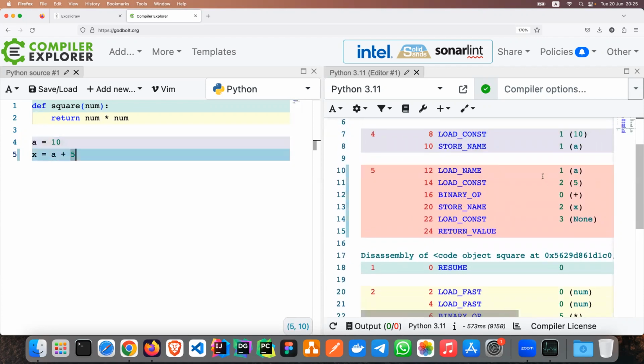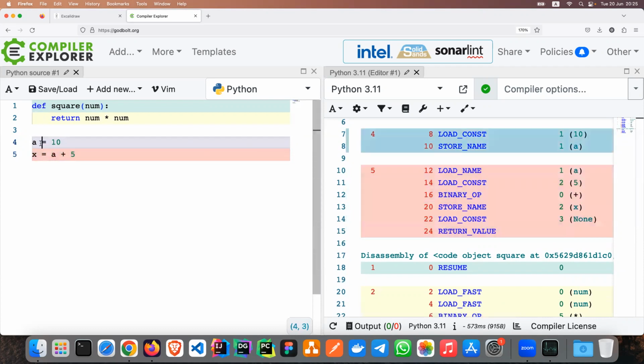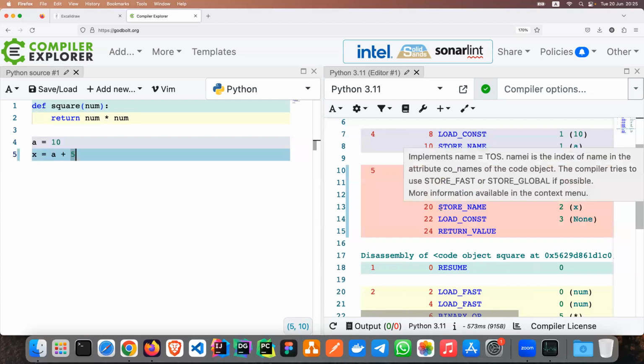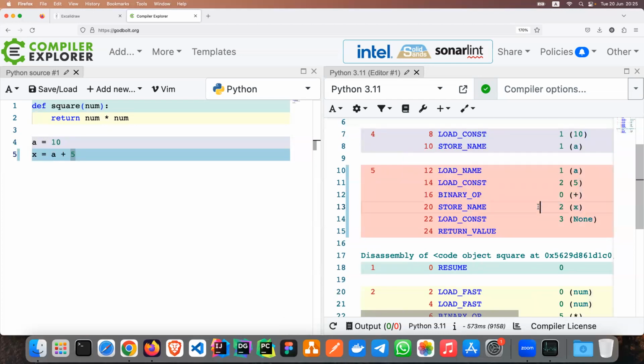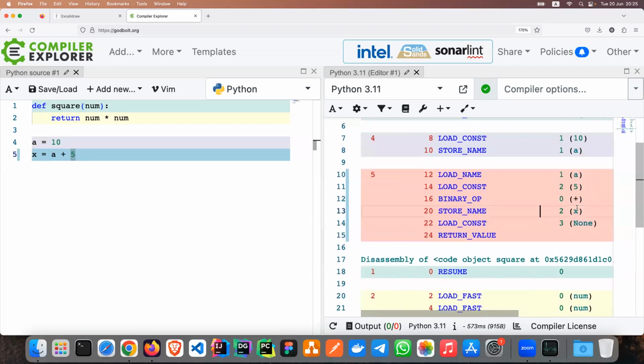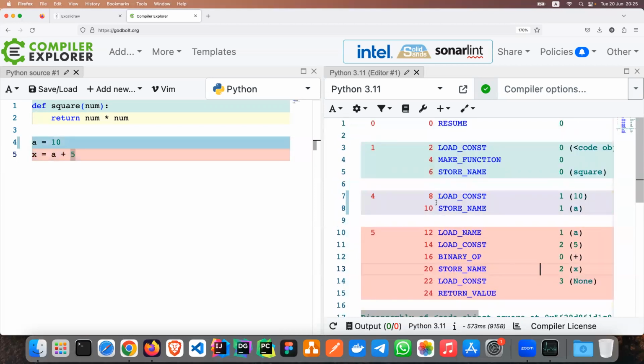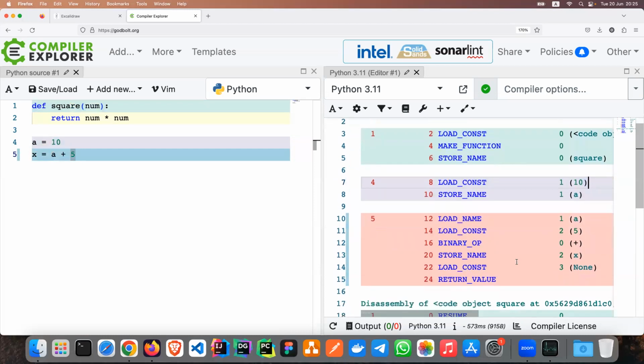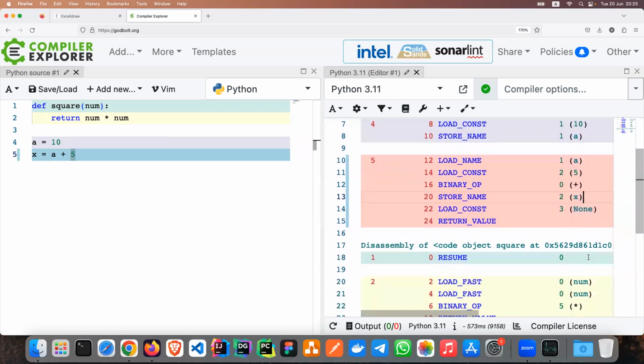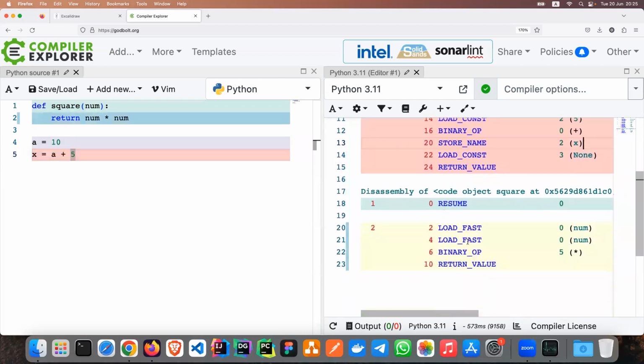Okay, let's look at this one. We have a load name. We create some name and store 10 in that name. We call this a variable, which might change. Then we have store name x. What is x? x is a plus 5. This is this line, and this is the line where we have a plus 5, we store the value in x, and we return this value somewhere.